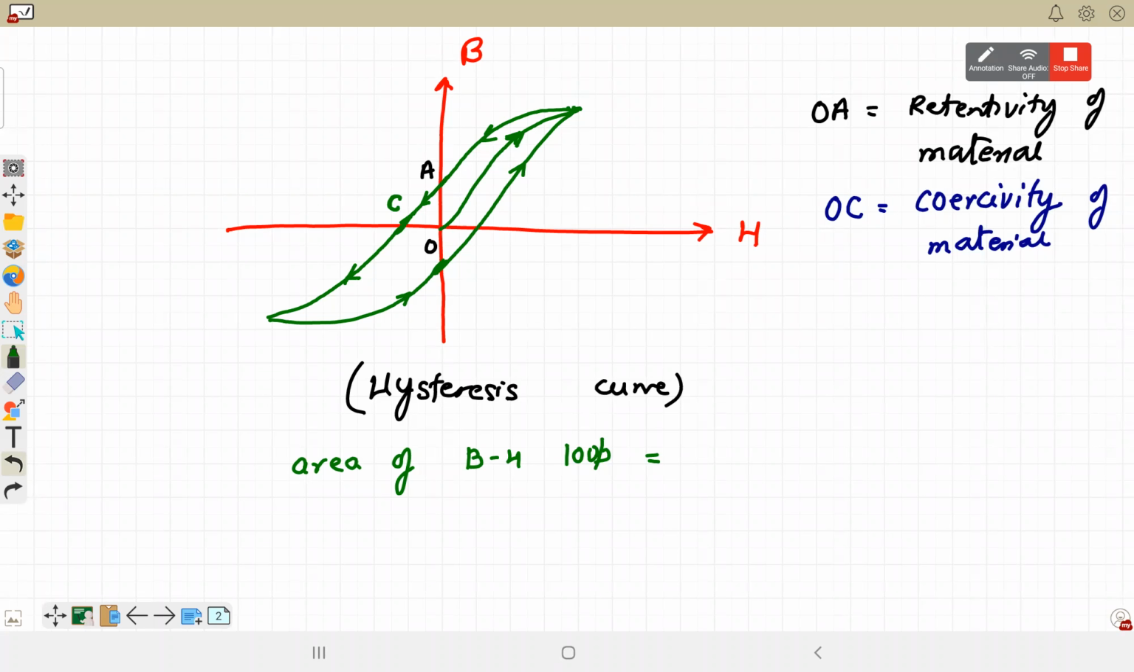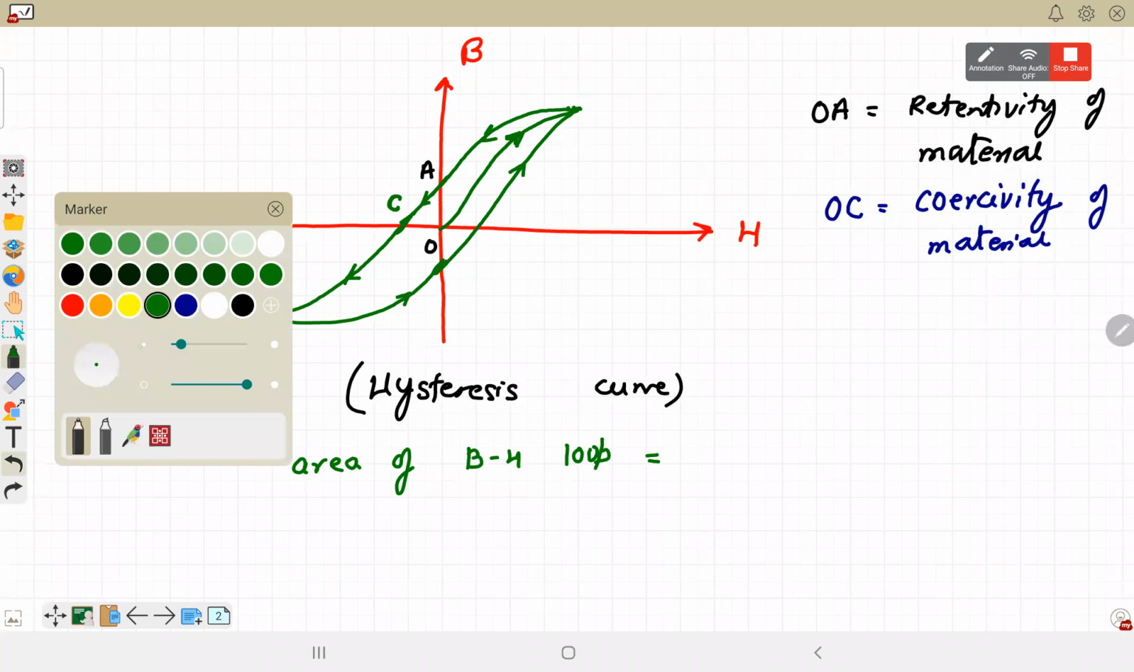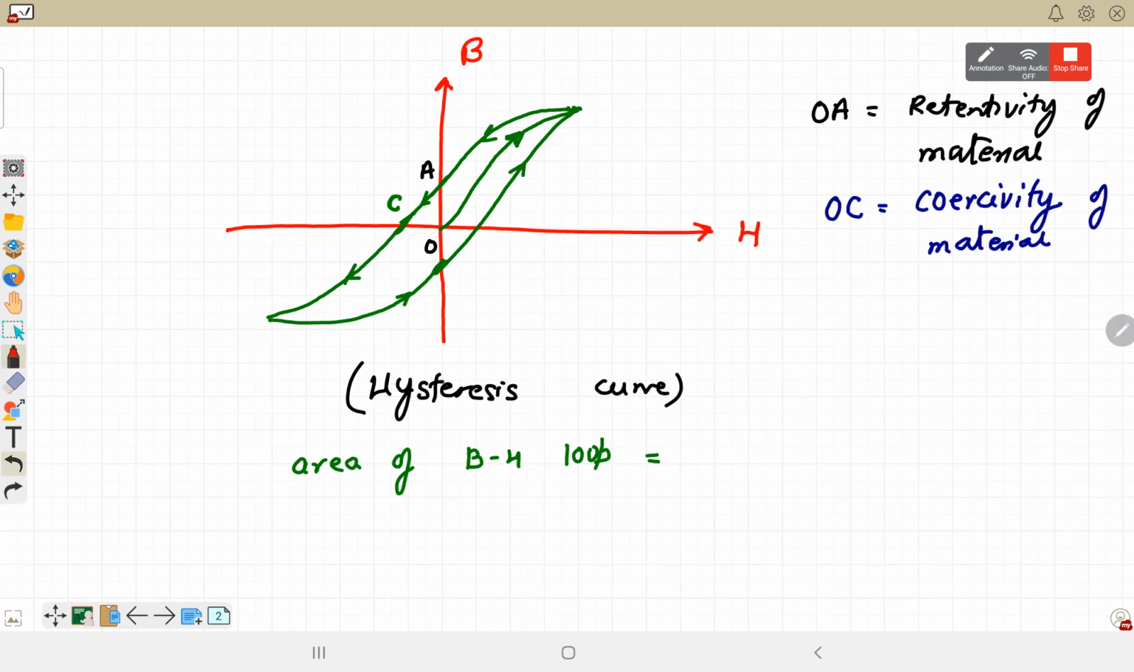जो उसने मैग्नेटिक फील्ड अपने अंदर स्टोर कर लिया है, उस मैग्नेटिक फील्ड को फिर से डिस्ट्रॉय करने के लिए the opposite field that we have to apply is coercivity. So that much amount of energy will be wasted. So area of BH loop represents heat loss per unit volume per unit cycle. Heat loss, energy loss per unit volume, per unit cycle.